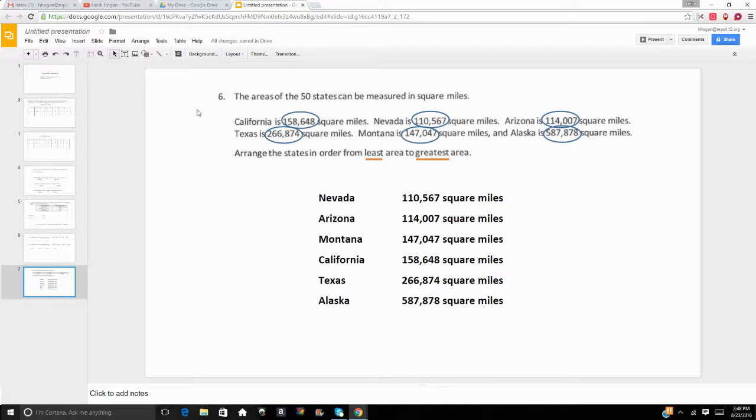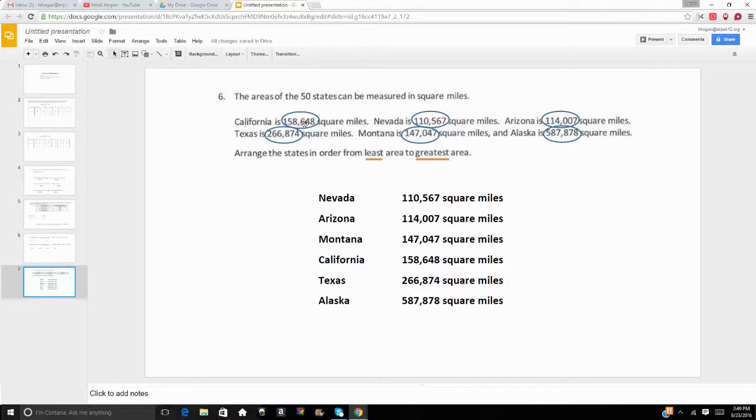Okay, so the areas of the states can be measured in square miles. So as we know, there's a difference between area and perimeter. Perimeter is the outside edge. Think of a fence. And area is the inside space. Think of a carpet covering a floor. So states can be measured by how much ground or land they cover. So I circled the amounts because, as you can see, we're going to arrange the states in order from the least to the greatest area. And so I circled the square miles, their area, to help myself.